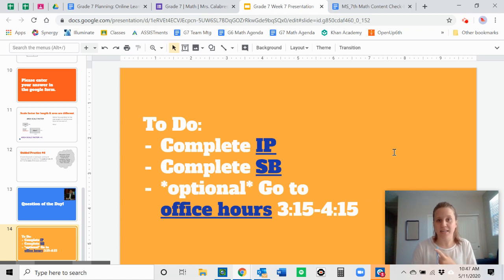Today, you have an independent practice to complete. It is really well matched to our notes, so make sure you have your notes with you as you complete your independent practice today. You have a skill builder that should be really quick. It's just finding the area of a rectangle. And then tomorrow, I'll do some different shapes, like area of a triangle in our skill builder.